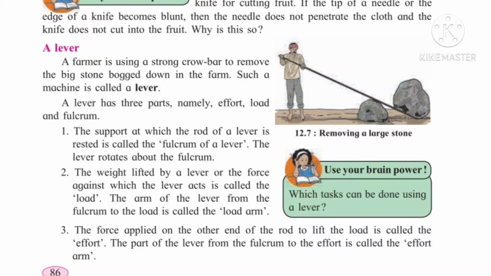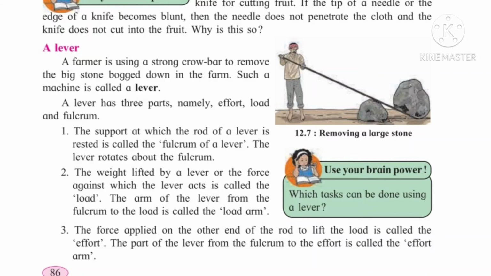Now use your brain power. Which task can be done using a lever? Everyone think. In that we need support, weight and force. According to the given example, for removing an object easily we need a lever. Again, we write with a pen, and in that also there is a lever.